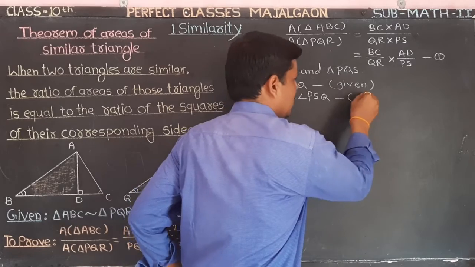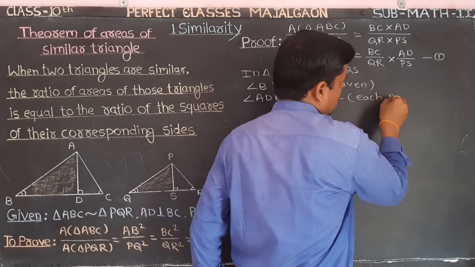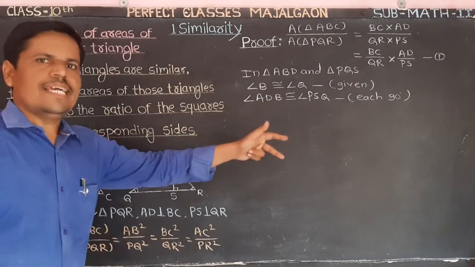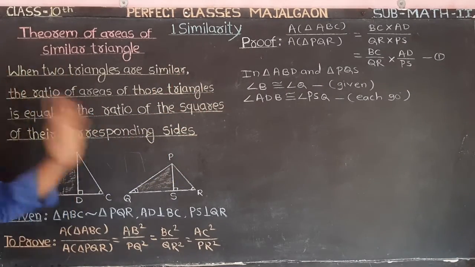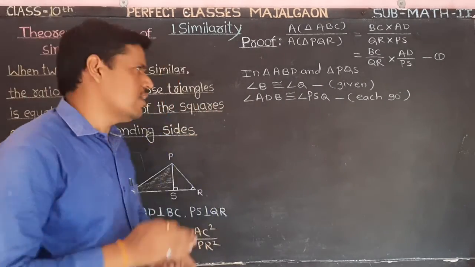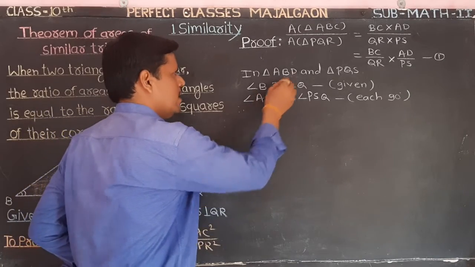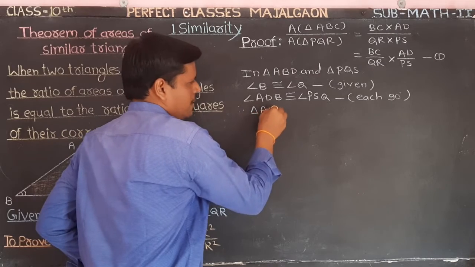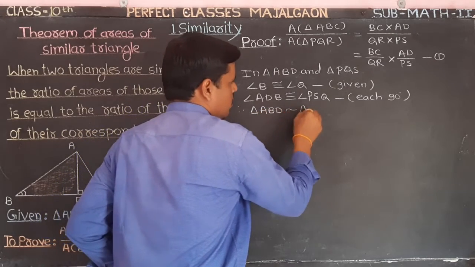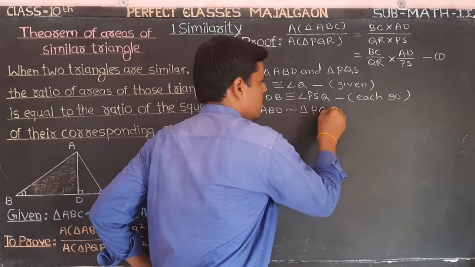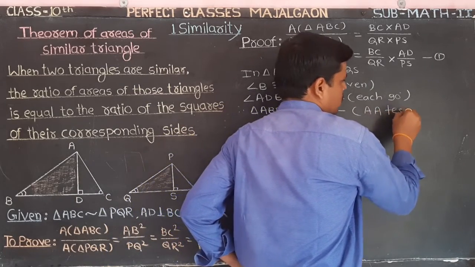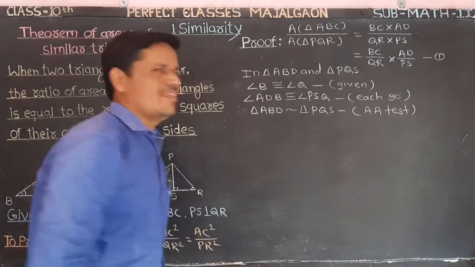The reason is that each is 90 degrees. When two angles of two triangles are congruent, then the triangles are similar. Therefore, triangle ABD is similar to triangle PQS, and the reason is AA, these two triangles are similar.